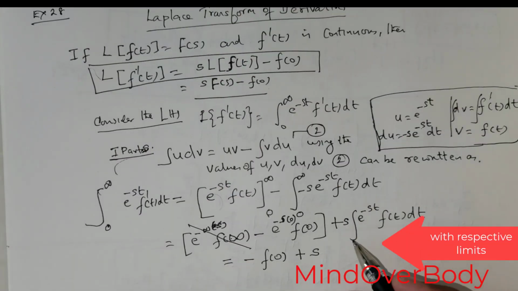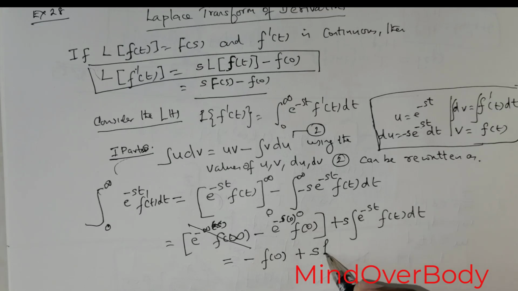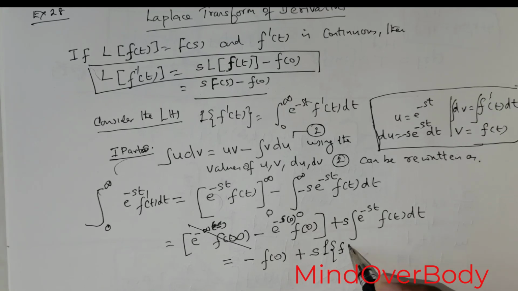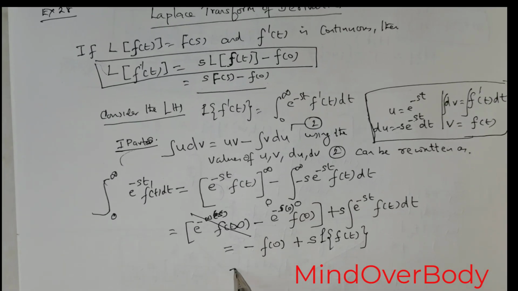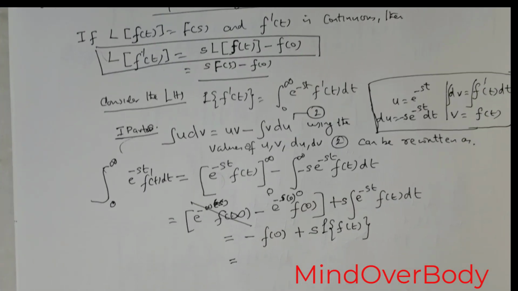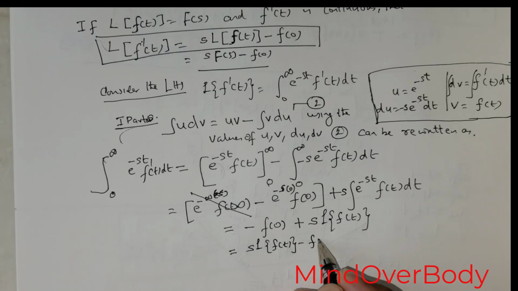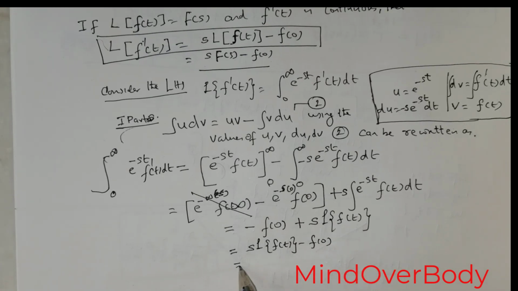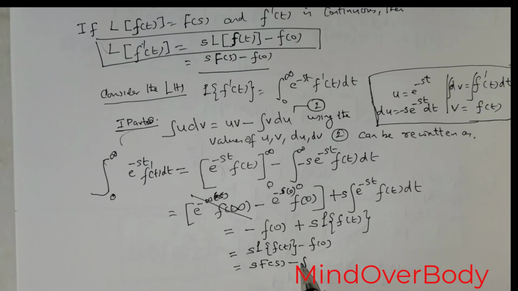Now, what is this integral, e raised to the power of negative st times f of t dt? This is nothing but our favorite Laplace transform of the function f of t. If I were to rewrite this, this is going to be equal to s times Laplace transform of f of t negative f of 0. Or I can rewrite this as s times capital F of s negative f of 0.